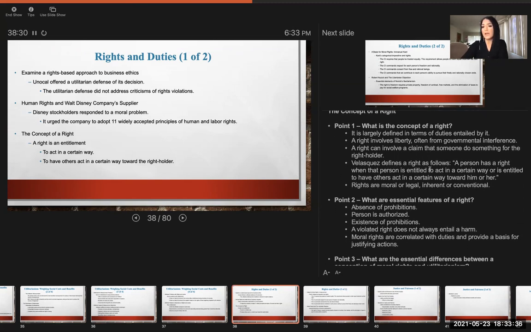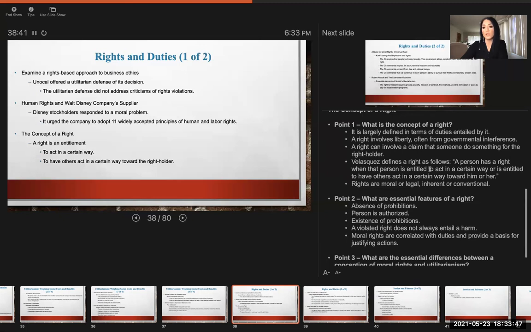What is the concept of a right? It's largely defined in terms of the duties entailed by it. A right involves liberty, often from governmental interference. A right can involve a claim that someone has to do something for the right holder.